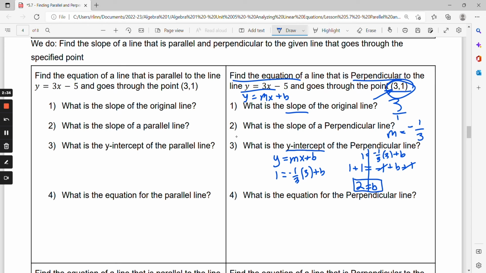Now lastly, we need to write an equation for that perpendicular line. So we're going to write our equation using slope-intercept form, since we already know our slope and we know the y-intercept because we just figured that out. So y equals our slope, which we said was negative 1/3, x plus our y-intercept, which is 2. So y equals negative 1/3 x plus 2.